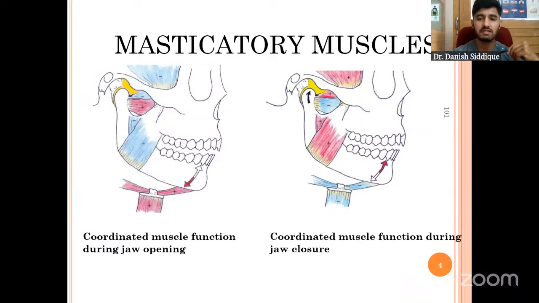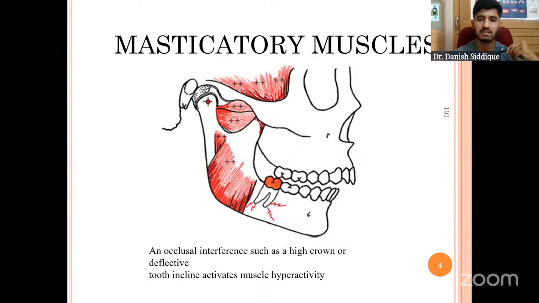So in cases when you have given an ill-fitting restoration, as you can see here, there's a high crown that is present. In those conditions, all of these muscles get triggered. So the first response of the patient would be a headache. Like normally we have seen in most cases where we have done a restoration or given a crown and things like that, the patient would have left the clinic happily, but eventually they call back and tell us that they had a headache the previous night. That is especially because of the high point that was present with our restoration. So in those cases, the muscles are the ones which are activated first.